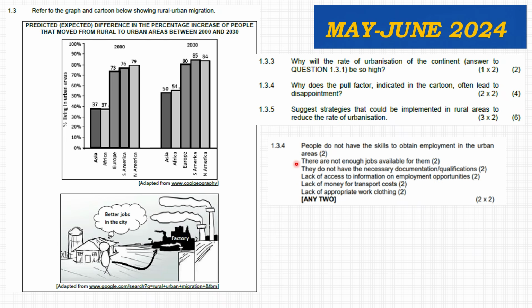It says that there are not enough jobs available for them. Remember, if more and more people move to urban areas, there won't be enough jobs for every single person. They do not have the necessary documentations or qualifications. So when they get there, they won't be able to get formal employment, if they don't have qualifications, if they're not qualified.